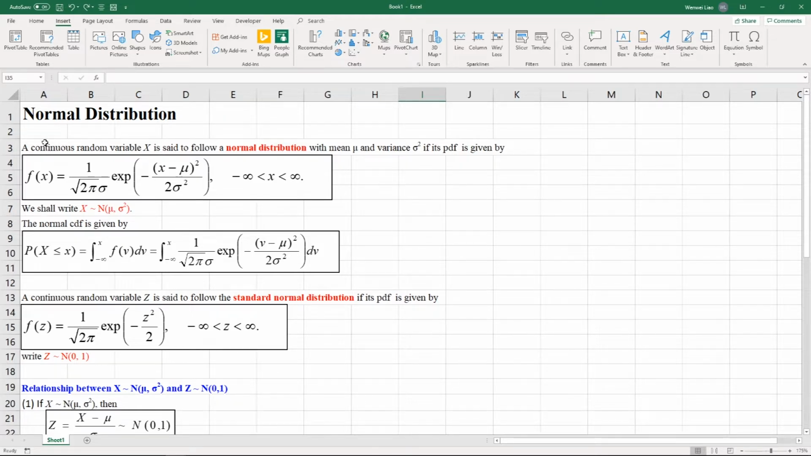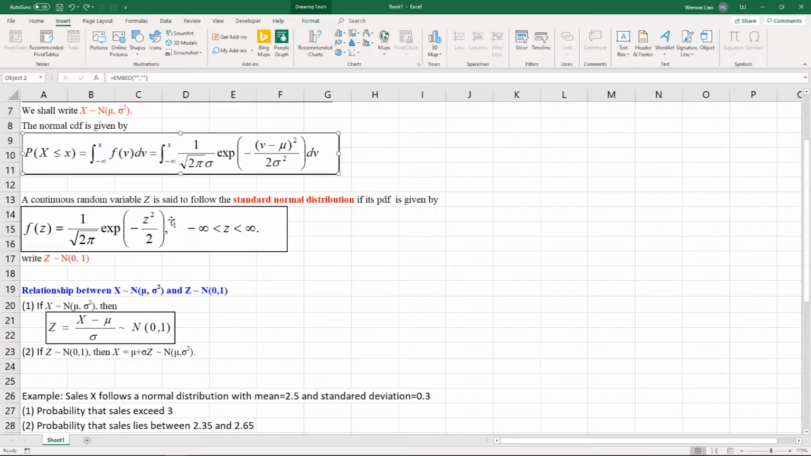A continuous random variable x is said to follow a normal distribution with mean mu and variance sigma square if its PDF, which means probability density function, is given by this formula. We can write it as x follows normal distribution, which means that normal distribution is defined by its mean and variance. And the CDF, which means cumulative distribution function, for normal distribution is given by this formula.